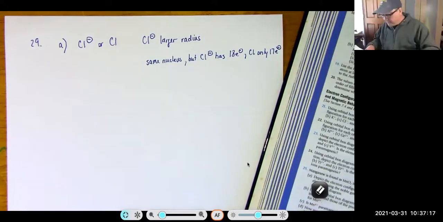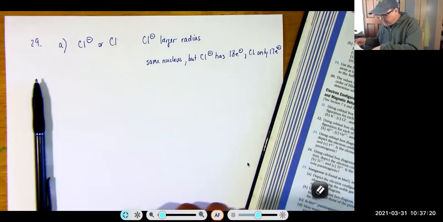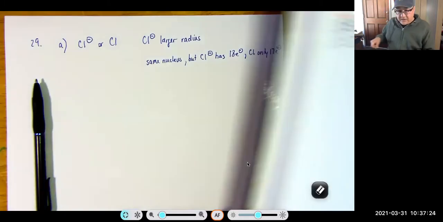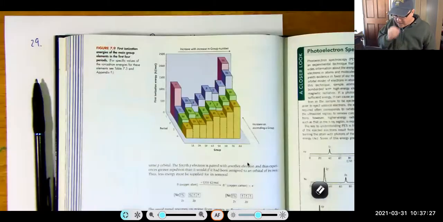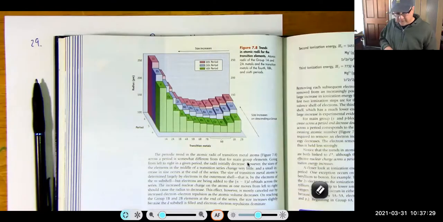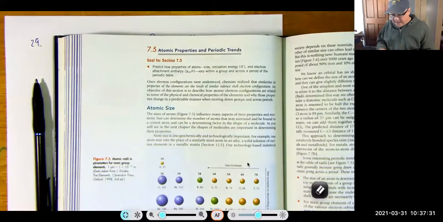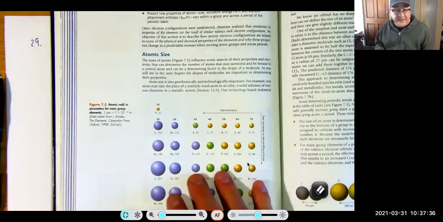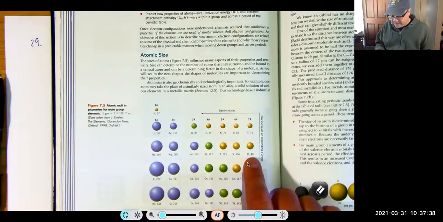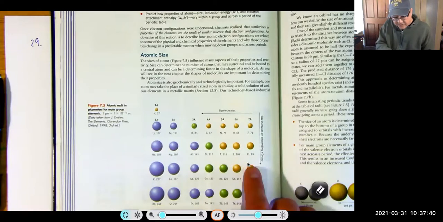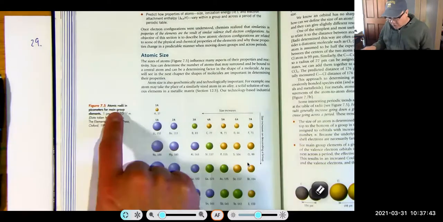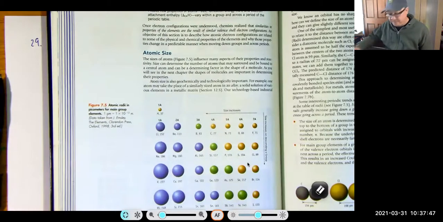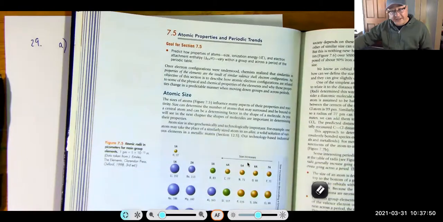Good. If you take a look at the periodic trends, in our book here, these are the radii of atoms. And you see that chlorine is 99? And that is actually the radius. So it's more like 200 across, right? So that's important to remember. They're giving us the radius.